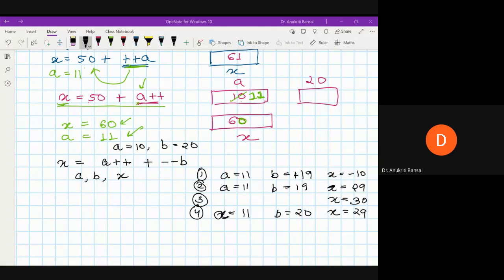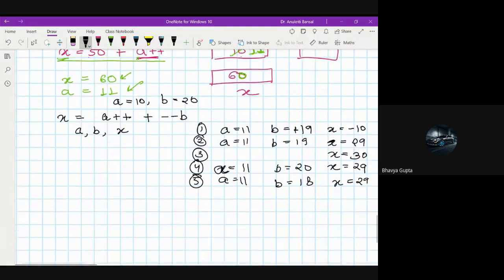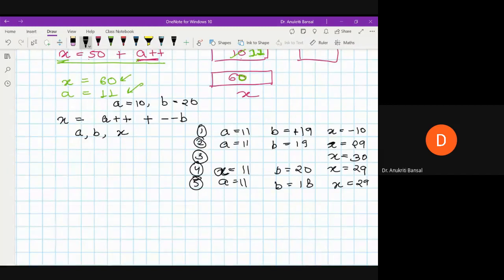Bhavya has another. So Bhavya, is this your A is 11? A is 11, B is 18, and X is 29. Then because B will once again. ठीक है, हम वो discuss करते हैं अभी. Any other output apart from these options? हाँ, Drishti, what's your output?